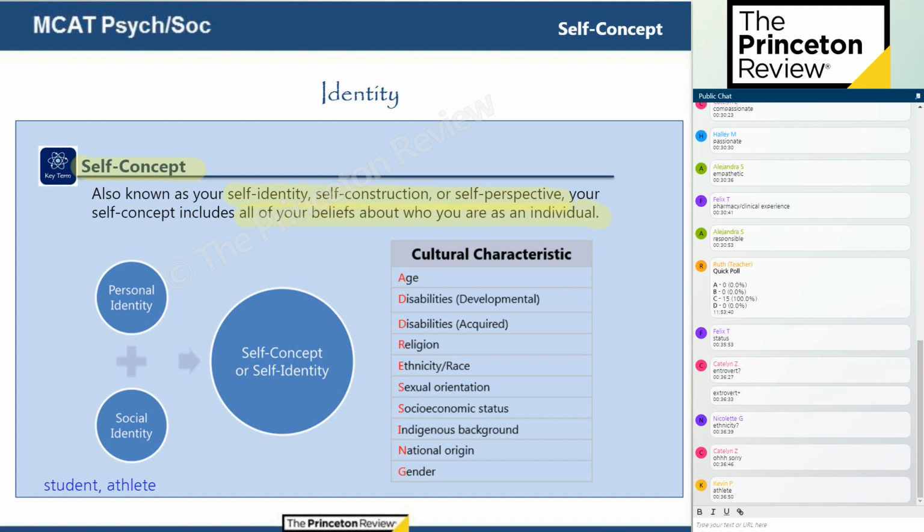Right, the descriptor of sleepy. Well, today, that's how you describe yourself. It's part of your personal identity today, right? The point would be both of these things come together to form this thing we call self-concept or self-identity.